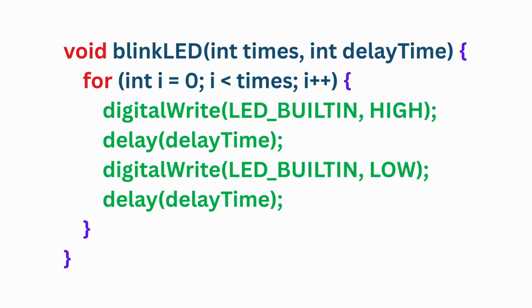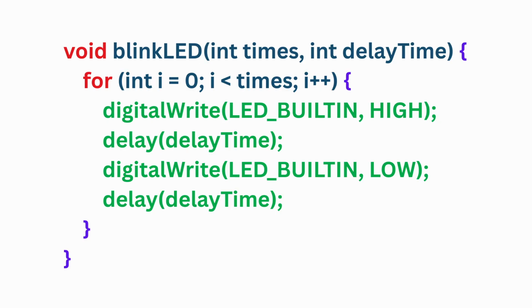This code is a bit confusing when you look at it for the first time, but I'm going to break it down. Void means the function doesn't return any value. It's just doing something, in this case blinking an LED, but it won't give anything back. blinkLED is the name of the function. You can call it later in your code to make the LED blink. int times and int delayTime are parameters, values you pass to the function when calling it. times gets how many times the LED should blink. delayTime gets how long the LED stays on and off in milliseconds.